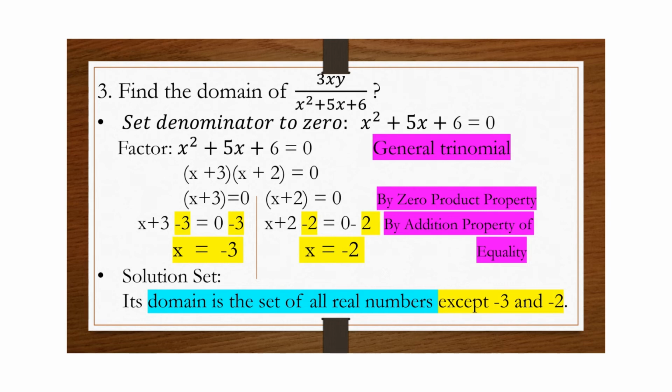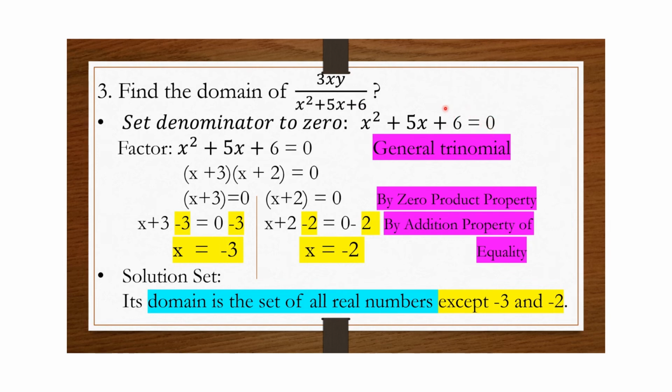Find the domain of 3xy over x squared plus 5x plus 6. Okay, mapapansin ninyo may variable sa denominator. So, first, we will set denominator equal to 0. So, x squared plus 5x plus 6 equals 0. So, isosolve natin ngayon yung value ng x dito na magbibigay sa value ng denominator equal to 0.